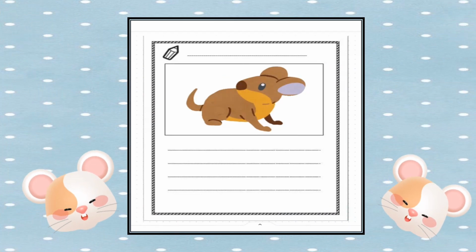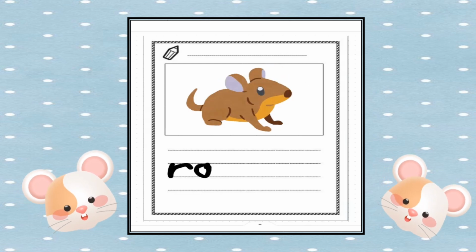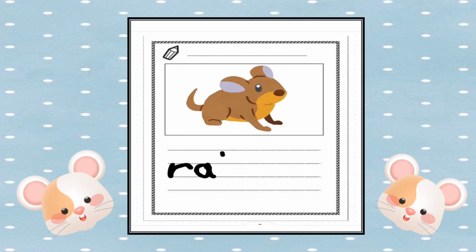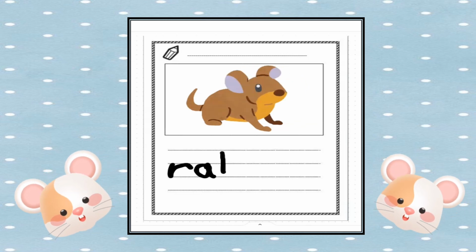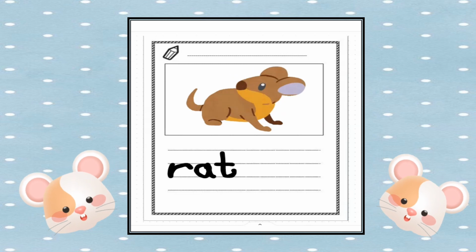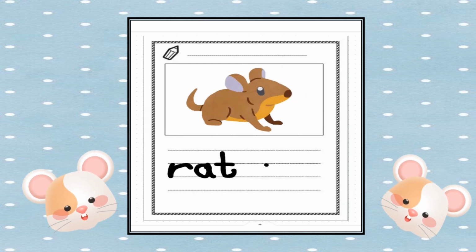Red. Start at the top, down and up and curl. A. All the way round, up and down. T. Start at the top, down and curl and cross it. Very good.